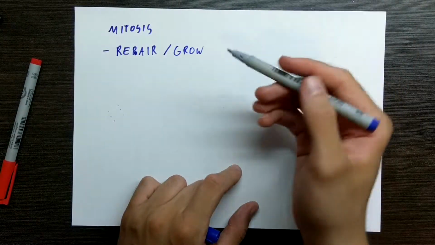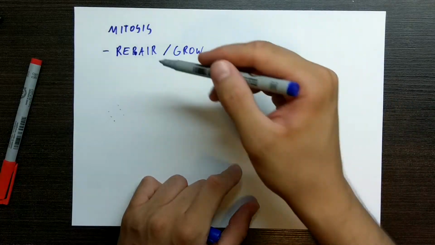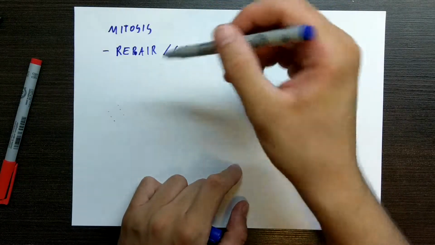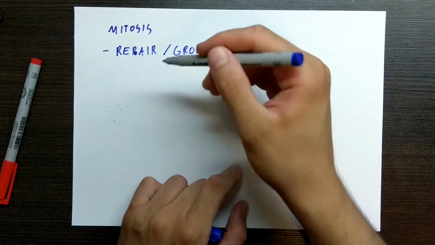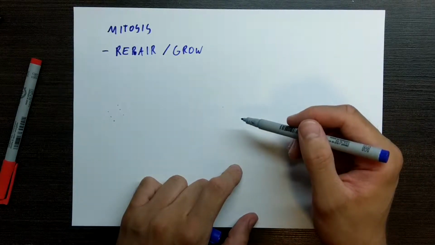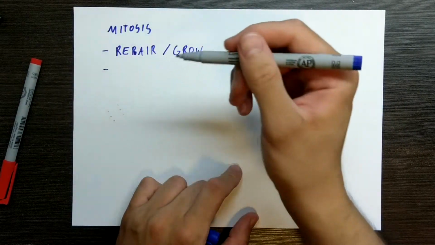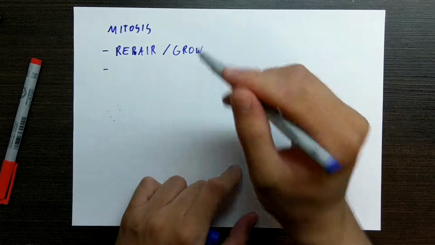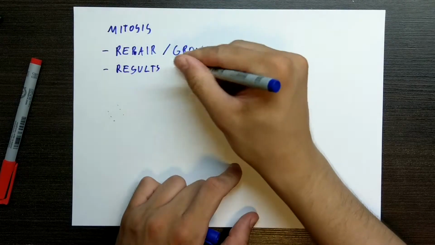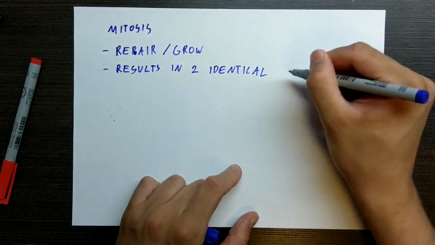Now, to grow is obvious. If we want to grow, we need more cells, so we need to do more mitosis, so we get more cells. Repair, however, is, for example, if we have lost some cells, if some cells have died for whatever reason, well, cells around those dead cells need to do mitosis to replace those dead cells. That's why we need mitosis for repair as well. And mitosis results in identical cells. So, when a cell divides, it produces two identical cells. So, I'm going to put this down. Results in two identical cells.